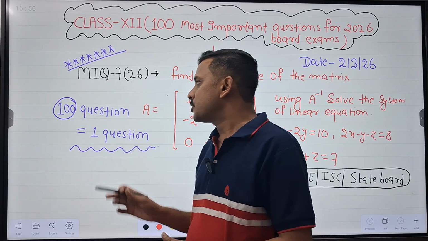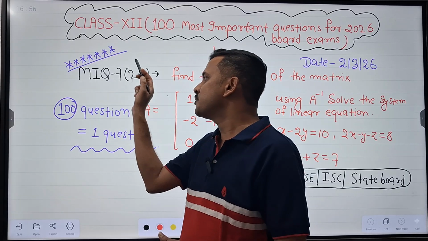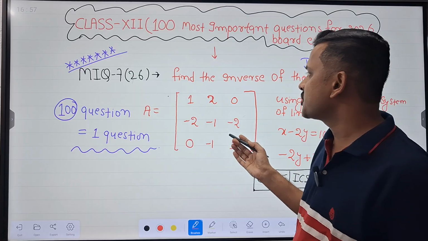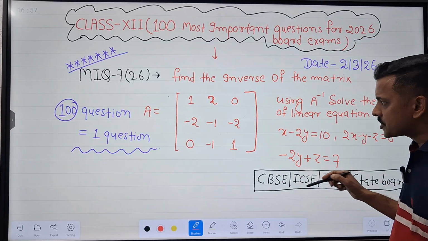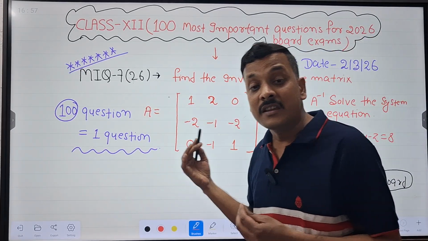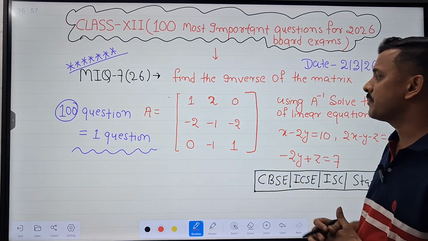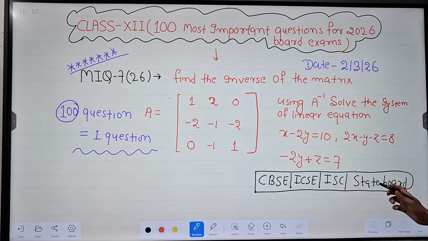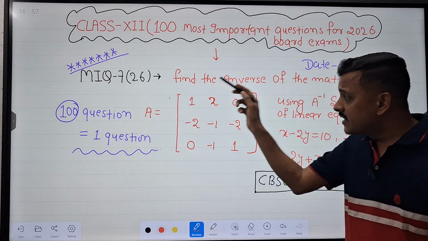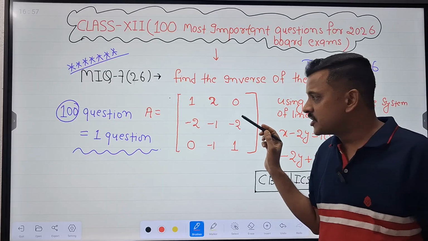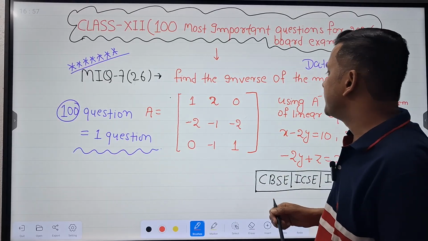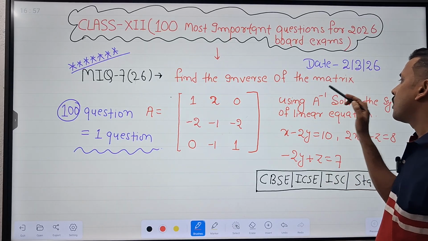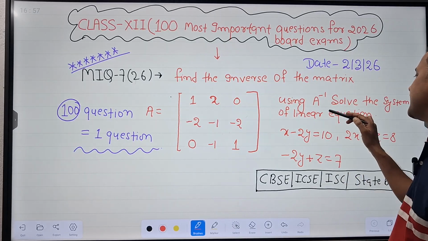Today I am going to solve question number 7, that means MIQ-7, and this question I have taken from the matrix and determinant chapter. This question has been asked every year. If you check your question bank, every year in every board like CBSE, ICSE, ISC and all state boards, they ask the same type of question. They just change the elements of this determinant and ask the same question: find the inverse of the matrix A using A inverse.